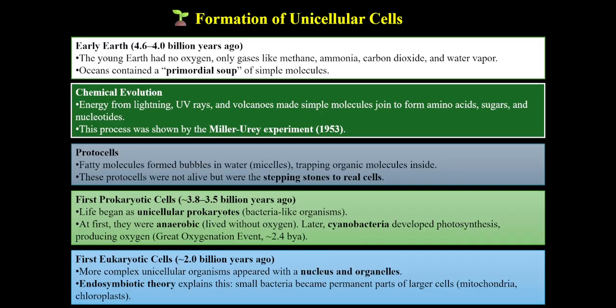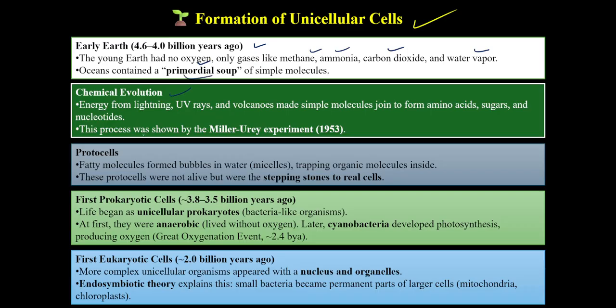Now, how unicellular and multicellular organisms formed. First, the formation of unicellular cells. 4.6 to 4 billion years ago, Earth was formed. There was no oxygen. Gases like methane, ammonia, carbon dioxide and water vapor were present, and oceans contained primordial soup.